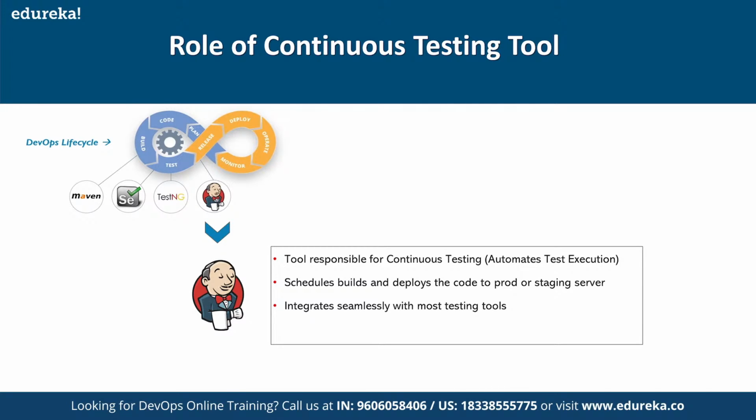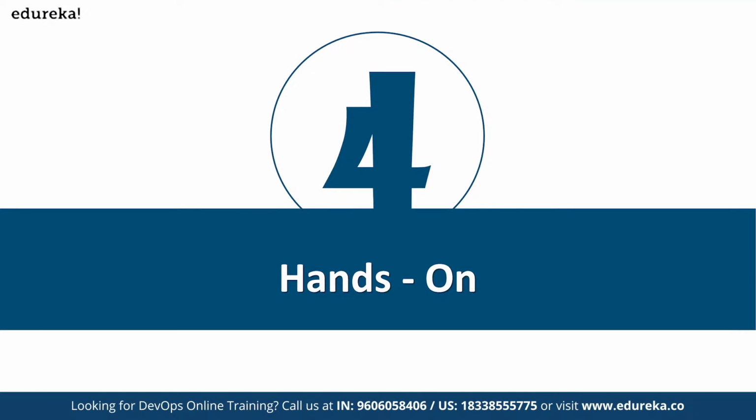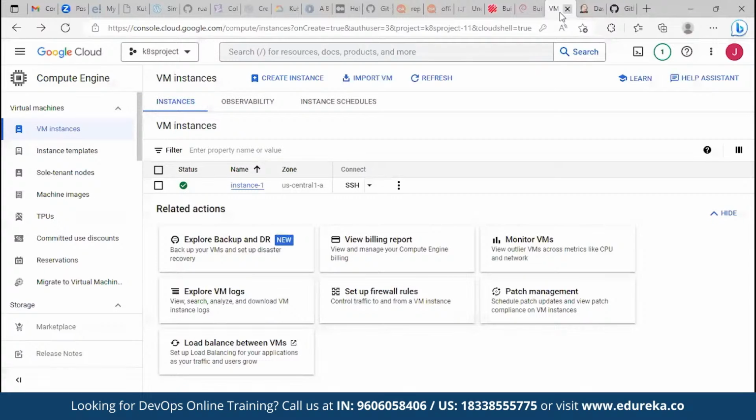So what I've done here is just show you a small demo. We'll see a small hands-on first. To show you the demo, I am on my GCP. You can see that this is my GCP over here. I've created a machine. You can see this machine is there, instance number 1, that is running.